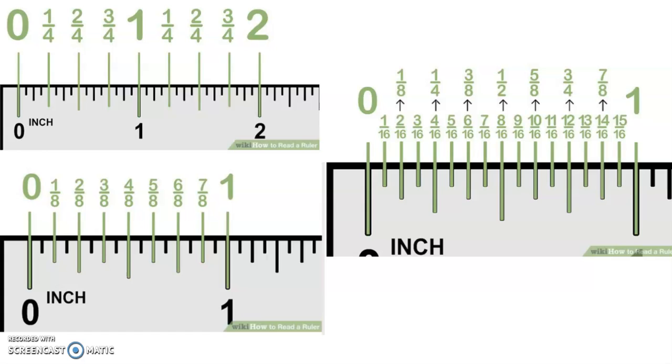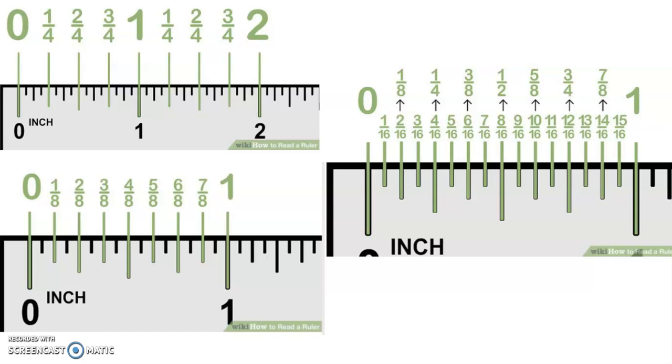And if you look to the right, if we count every single line, we now have sixteenths. So 1/16, 2/16, which is the same as 1/8, 3/16, 4/16, which is the same as 1/4. So you'll notice that they're the same.